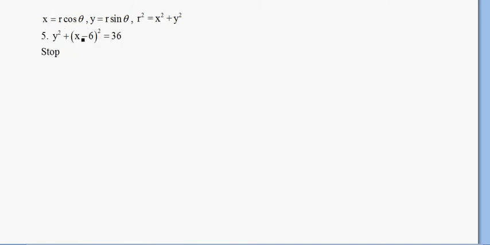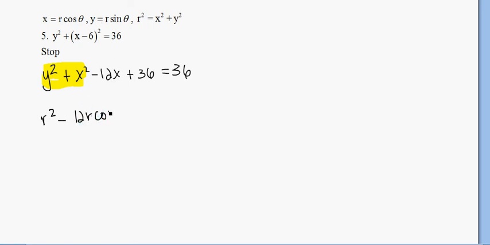Okay, so lastly, this one here, a couple different ways we could attack this. I'm going to multiply out this x minus 6. So this is y squared plus x squared minus 12x plus 36 equals 36. Oops, equals 36. We fixed that. So we have x squared plus y squared is equal to r squared. So we have r squared minus, this is r cosine theta, so 12r cosine theta. And these two 36's are going to cancel. So that's going to be equal to 0.